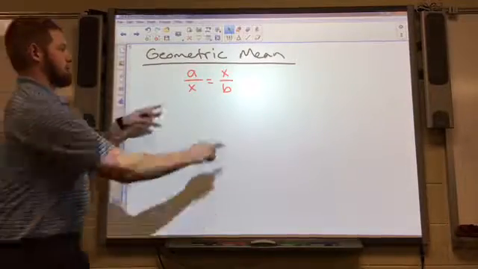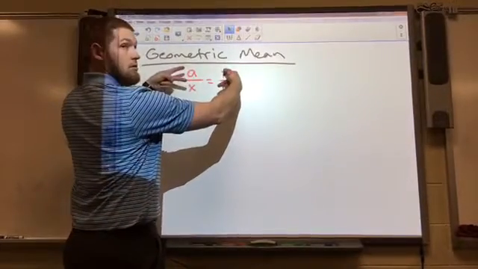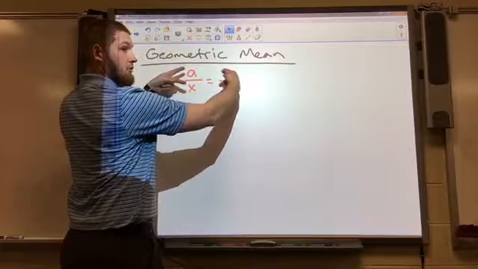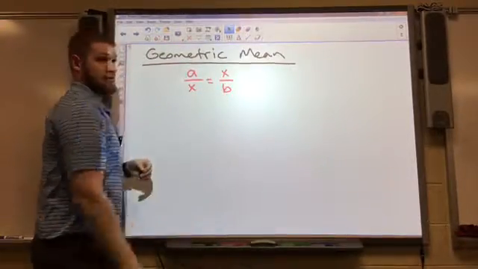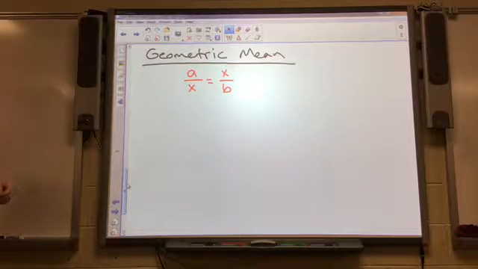Now, could I flip these? Yeah, because of our rules of proportions that we know, right? That could be x over a and b over x, right? You get the same answers.